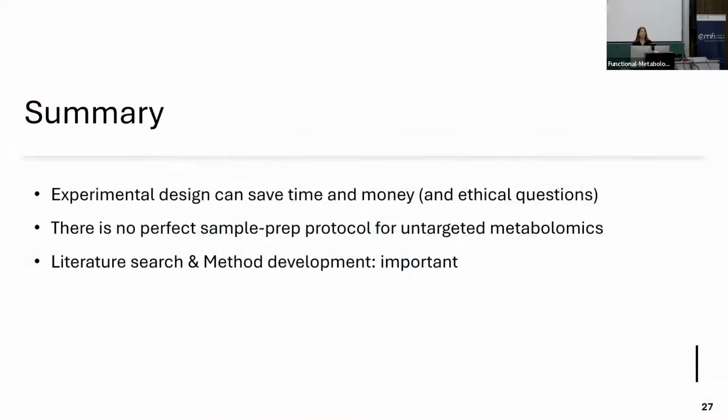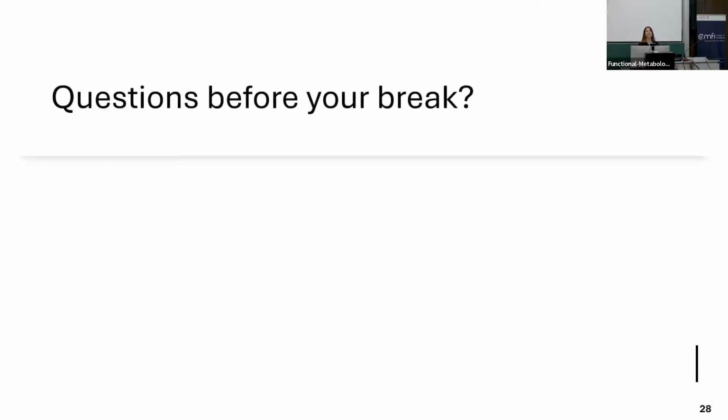So in summary, experimental design can save you time and money and save you from raising ethical questions in some cases. Of course, there's no perfect sample preparation protocol for untargeted metabolomics, but try your best, and there's always literature review, there's always method development that you are going to have to go through in the lab. Cool. Any questions?